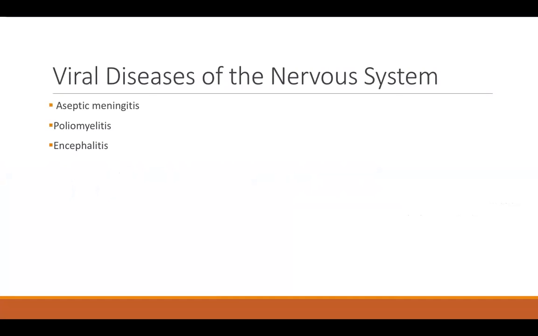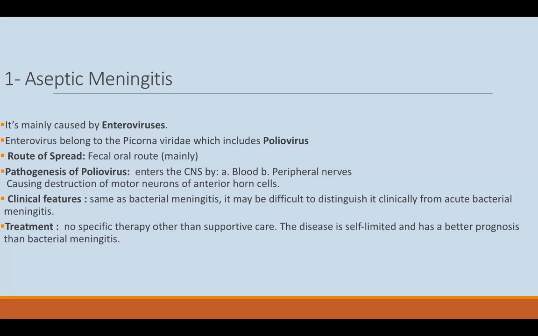Viral infections, again: aseptic meningitis, poliomyelitis, and encephalitis. Aseptic meningitis or viral meningitis is mainly caused by enteroviruses, mainly the poliovirus. How does poliovirus spread? By the fecal oral route, so by contaminated water or contaminated food. And then they enter the bloodstream or the CNS, either by the bloodstream or by ascending through the peripheral nerves. And they usually cause destruction of the motor neurons of the anterior horn cells.